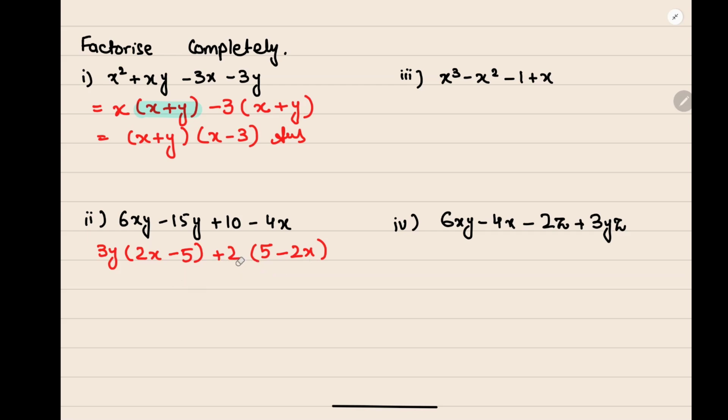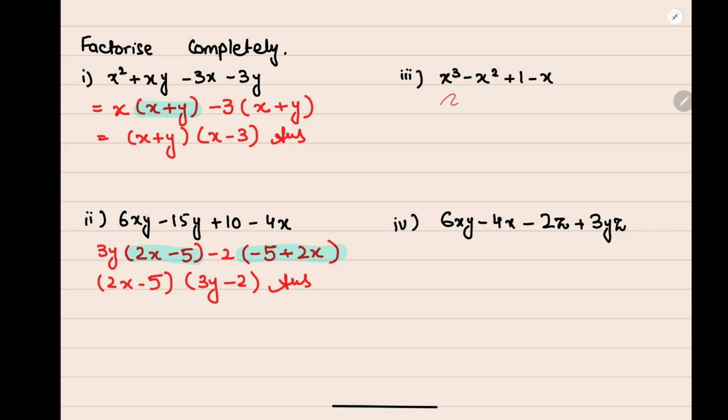So what I will do, instead of taking plus 2 common, I will take negative 2 common. So if I take negative 2 common, it is plus 10, so it will be written as minus 5, because this negative will change the sign of 10. Now, for the next, it was negative 4x, so it will become positive 2x. Now both of the brackets are exactly the same. I can take common 2x minus 5, and the bracket would be 3y minus 2. This would be my answer.